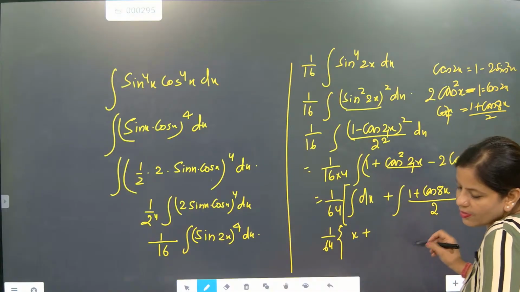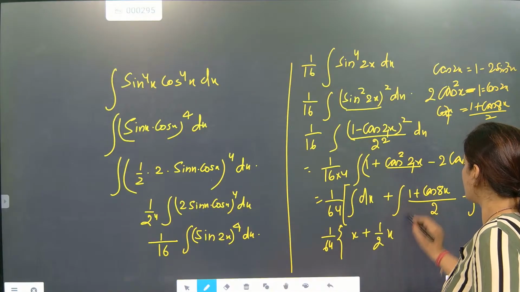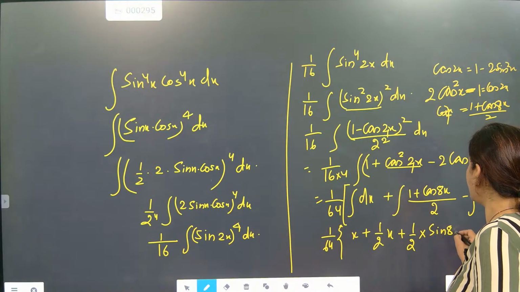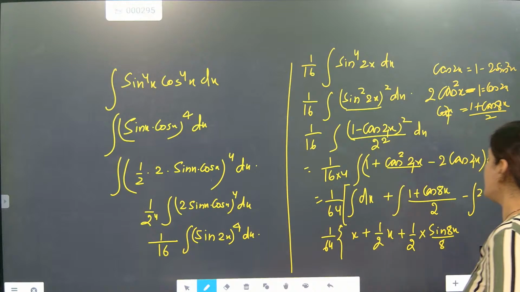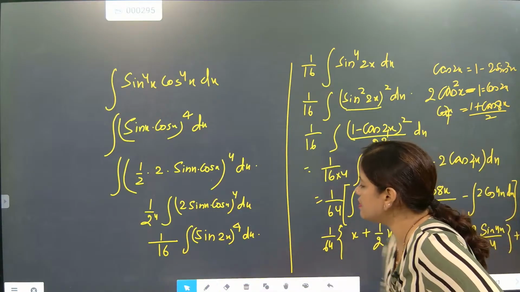So 1 by 2 part will again come out, so it will become 1 by 2x. Now with this half, cos 8x will become sin 8x by 8. And then minus 2, this part will become sine 4x by 4, and then plus c. So this is the final part of the question.